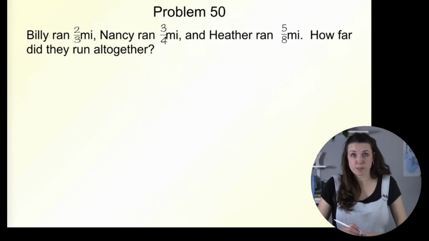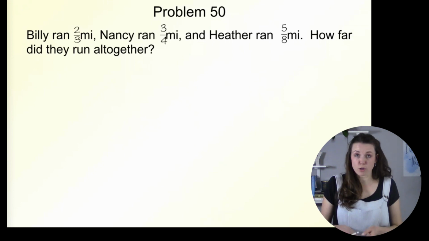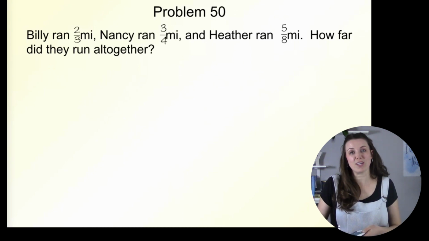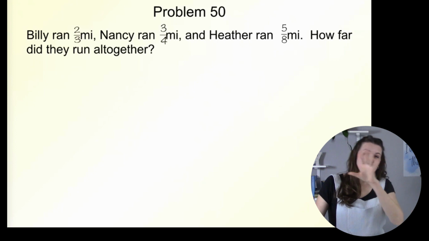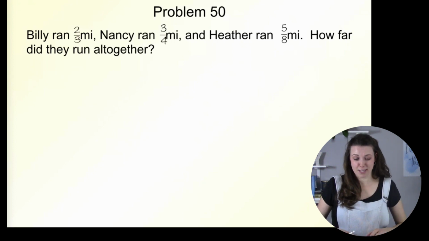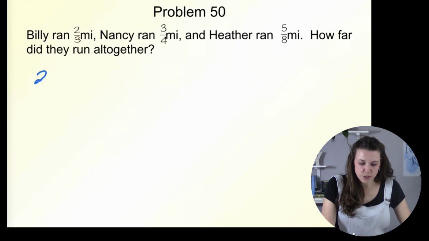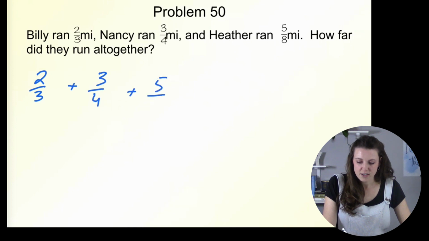Billy ran 2/3 mile. Nancy ran 3/4 mile, and Heather ran 5/8 mile. How far did they run all together? Now, friends, if you don't already know how to do fractions on the calculator, make sure that you learn how. But I'm going to show you here today this written out, not using the calculator. Okay, so Billy ran 2/3 mile plus 3/4 for Nancy plus 5/8 for Heather.